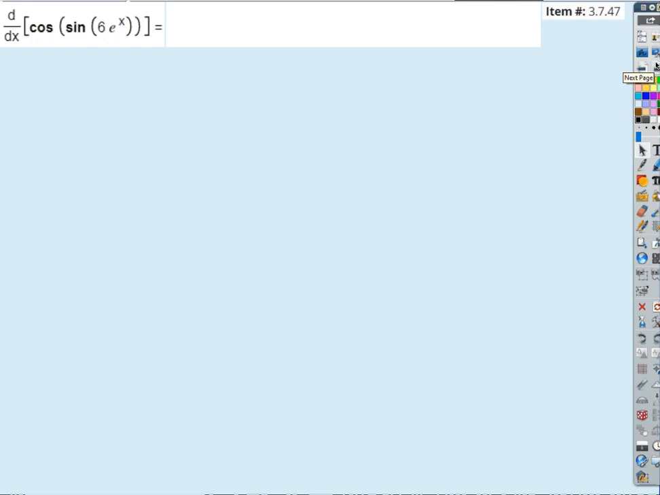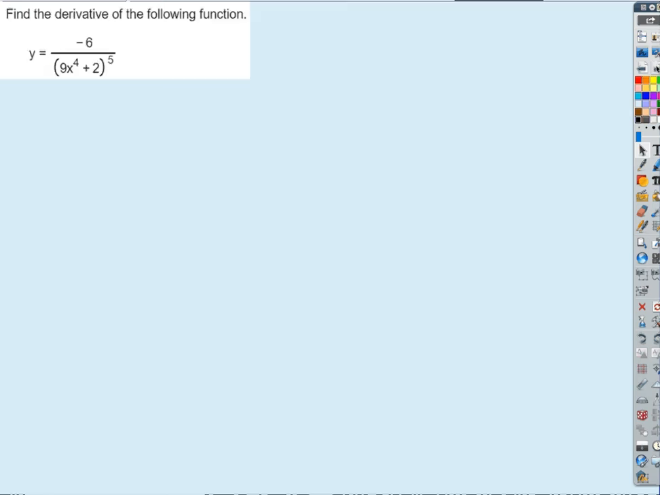Okay, what about this one then? I mean, we probably don't even need to do this. This is real similar, right? You tell me what's the outer layer here. Cosine. You got cosine of, next layer, sine of, next layer, 6e to the x, right? No big deal. We can probably skip that one. We'll come back to it if we need to.